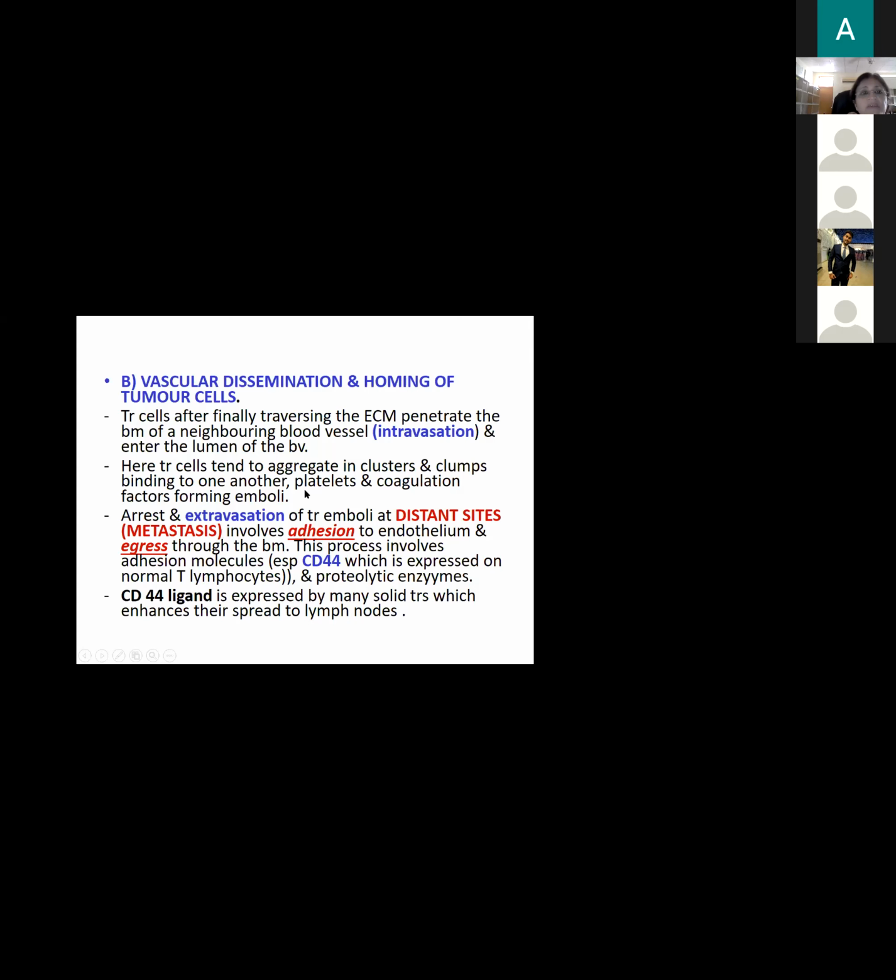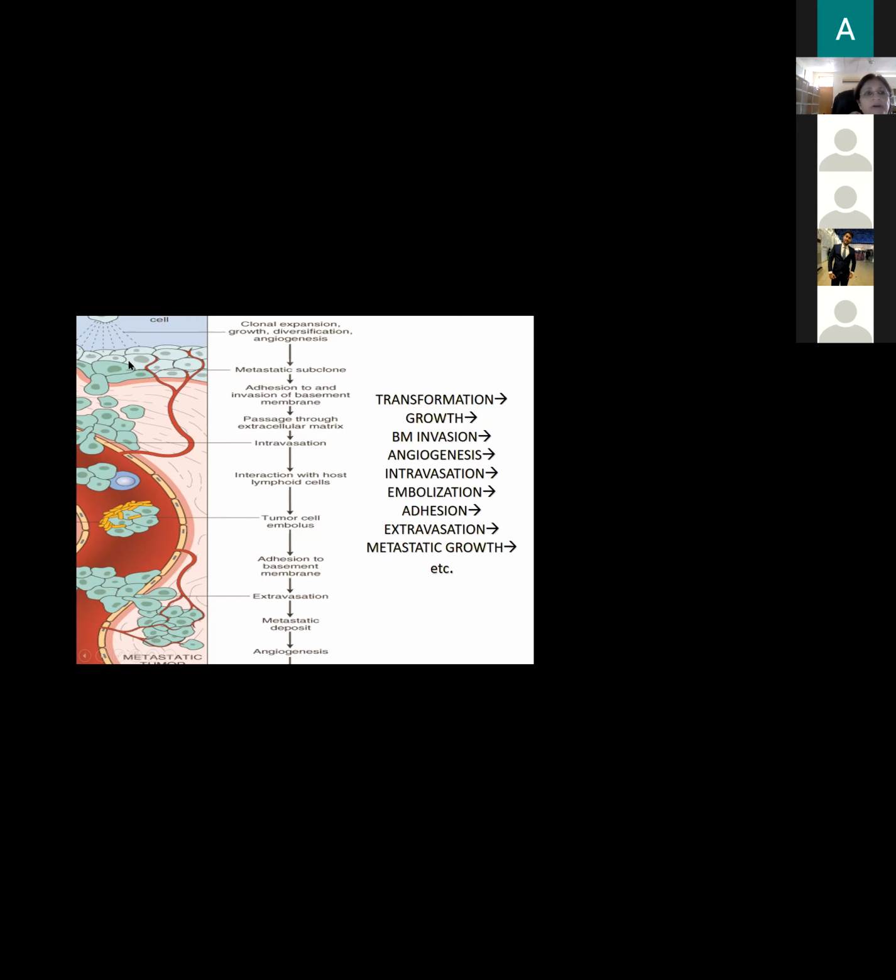Now, this is a very important diagram. This is the original clone of malignant cells. This was the original mutated cell. Now, this is the primary tumor. ये सिंगल सेल था, ये अब मल्टीप्लाई करके प्राइमरी ट्यूमर बना. अब ये प्राइमरी ट्यूमर यहाँ पे ग्रो कर रहा है.